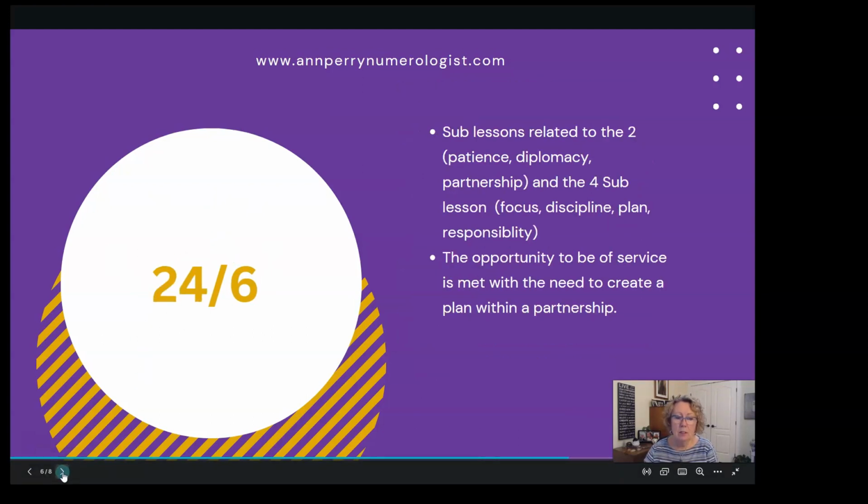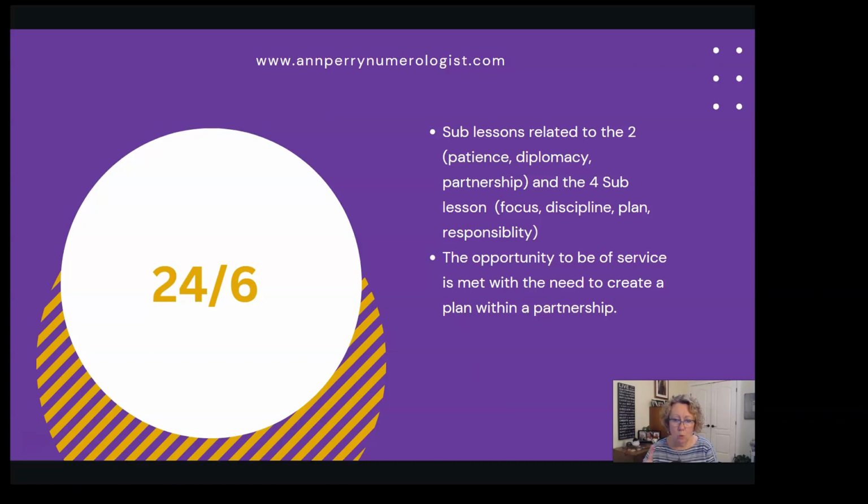Now let's take a look at the 24-6, right? It's not a 15-6. They're not learning the 1 and the 5, right? They are learning the 2 and the 4. So the sub-lessons related to the number 2 relate to learning how to be a little bit more patient, more diplomatic, learning how to be a team player, working in partnership, right? And the 4 lesson is all about focus and discipline, having a plan in place and responsibility. So you can see this is not like the 15-6.